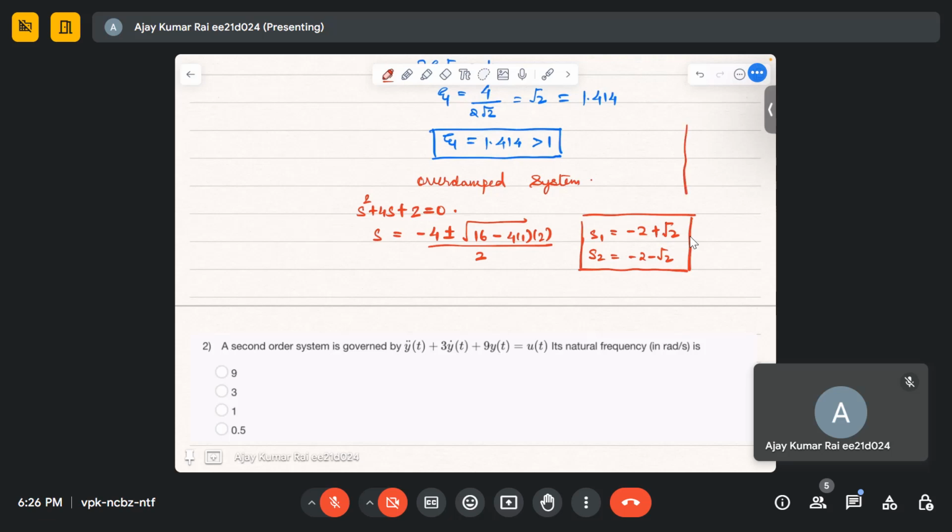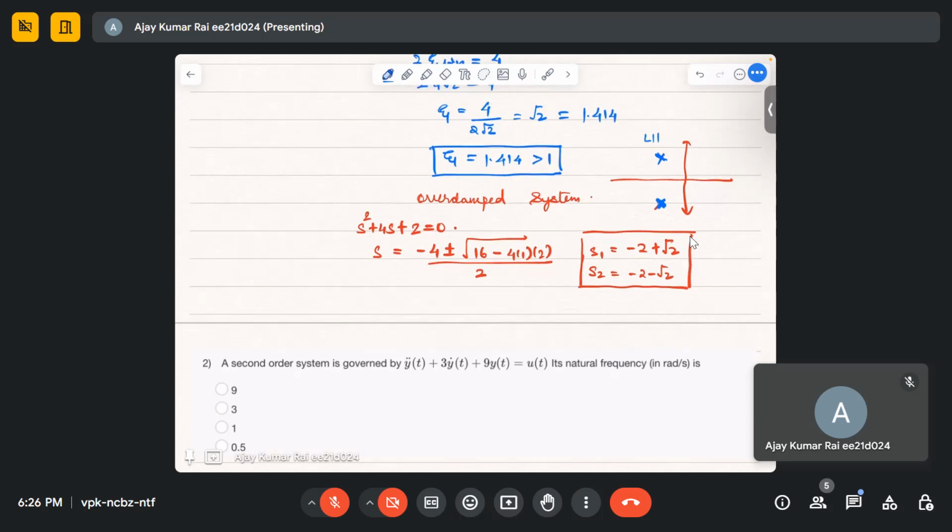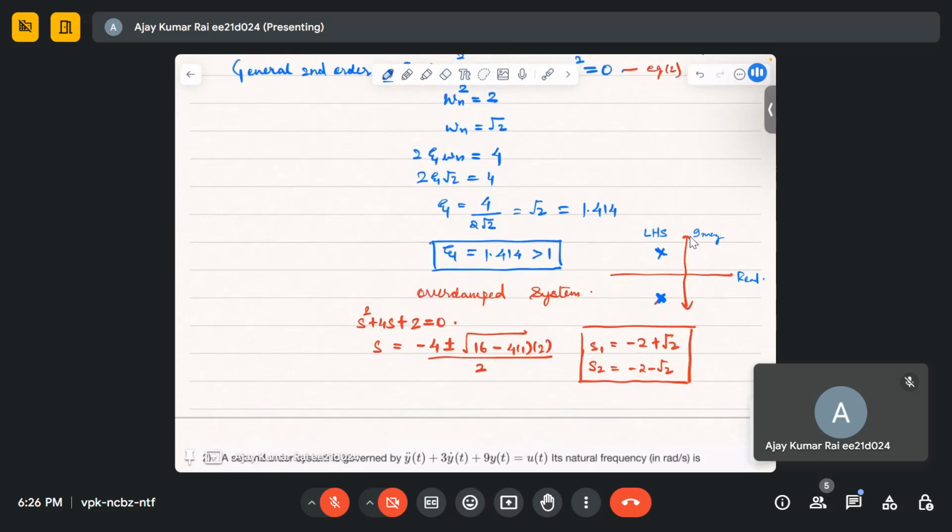If you plot them on the s plane, with the real axis and the imaginary axis, we'll get the two roots here. We know that if roots lie on the left hand side of the plane and have an imaginary part also, we'd say the system is underdamped. We can see this from the roots also, though we are finding out zeta.